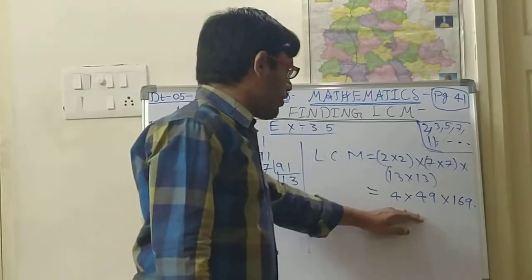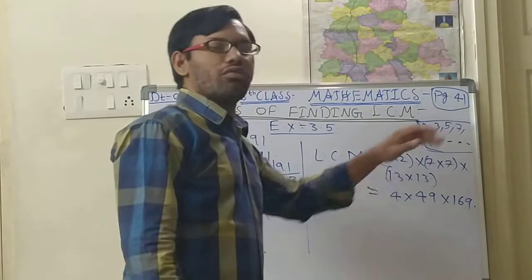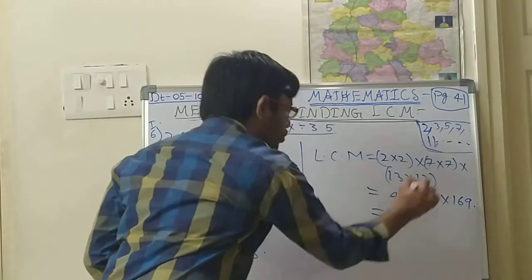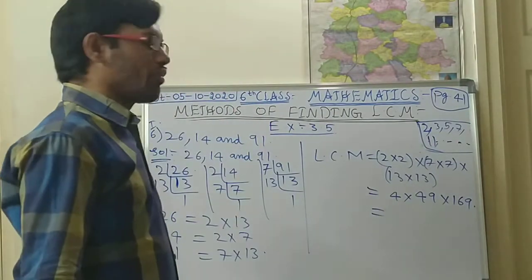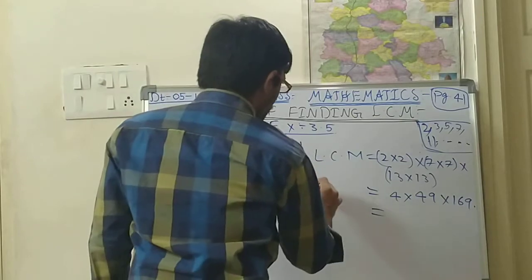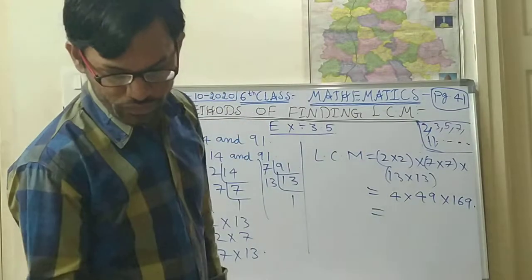Okay. So 4 into 49 into 169. What is the multiplication? So you do, children, 4 into 49 into 169. If you do this one, you will get it. So what you will get, see, just a minute.